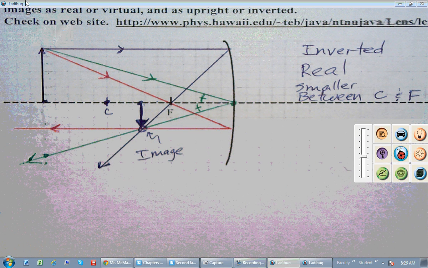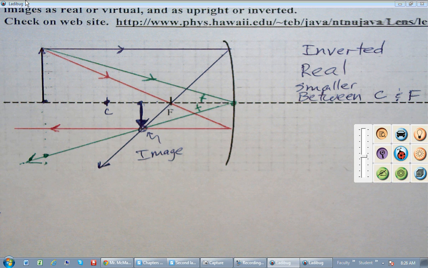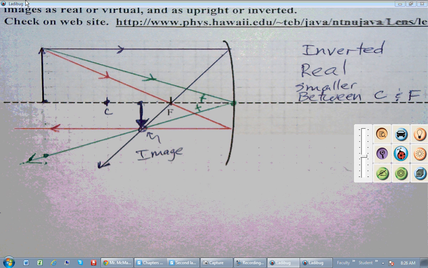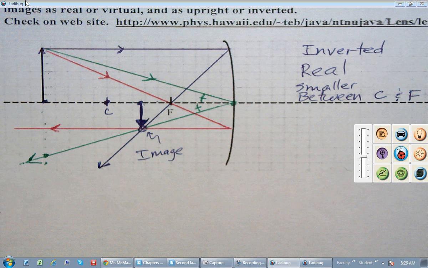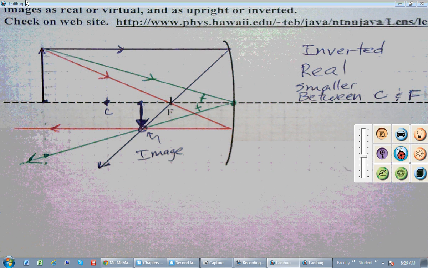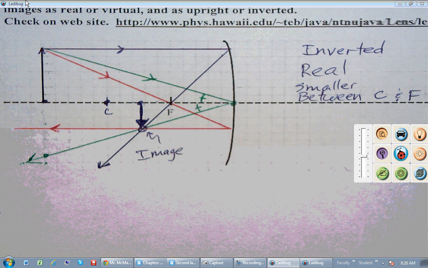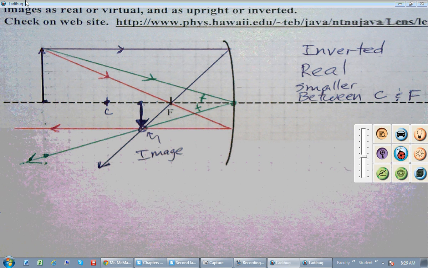Welcome to part 2 of our first concave mirror problem. In part 1, in a separate video, I showed you how to draw a ray diagram that will allow you to locate the image formed by a concave mirror with an object in front of it. And that's the diagram that we have here.